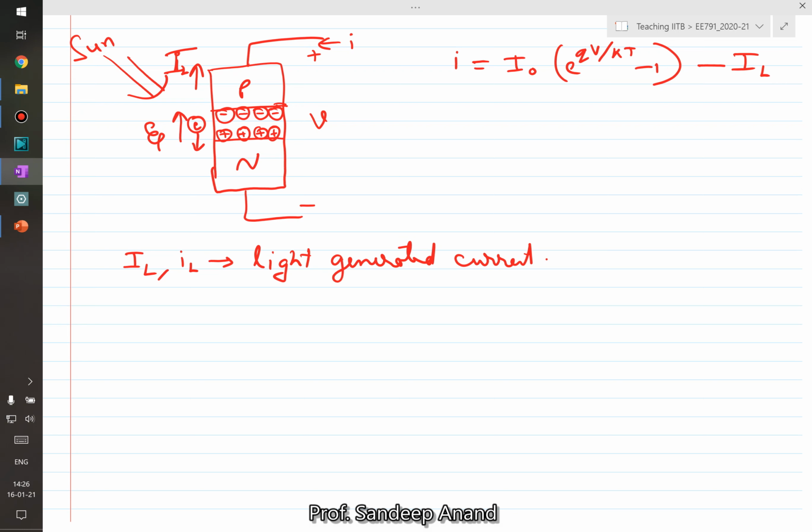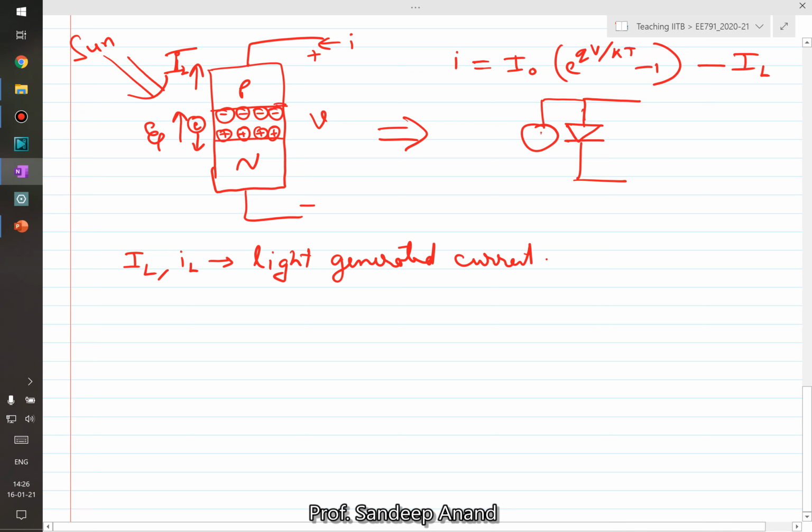If you see, this can also be represented as this. So this diagram can also be shown as this is just the diode, and now there is another parallel phenomenon, that is this light generated current that is happening, and this becomes the net I versus V.